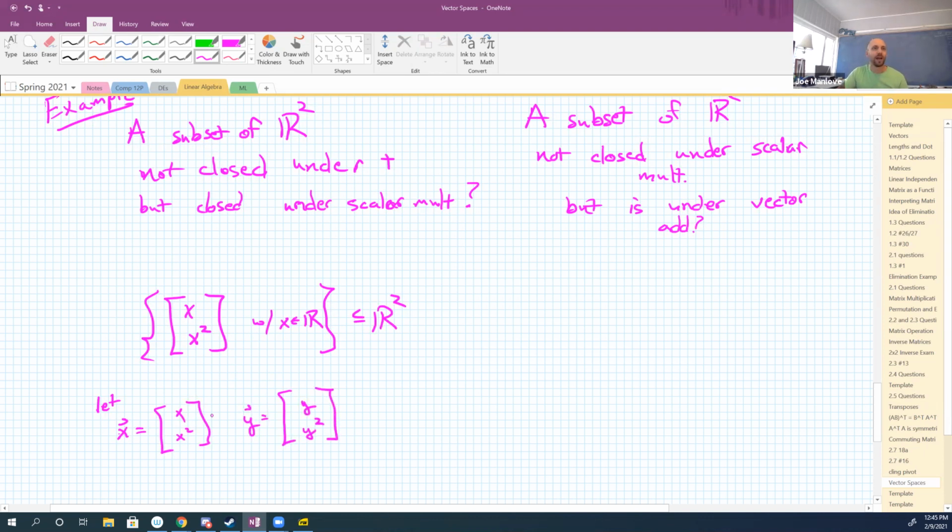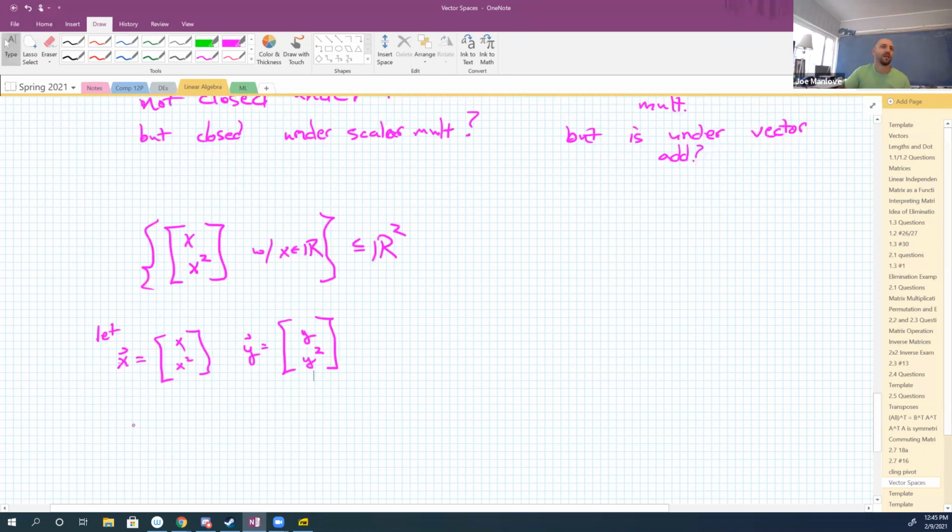Okay, so if I look at x plus y, I'd get the vector with x plus y on top, and on the bottom I'd get x squared plus y squared. And then your claim is that the top thing squared does not equal the bottom, so this is not in my set S. That's true. This is not closed under vector addition.